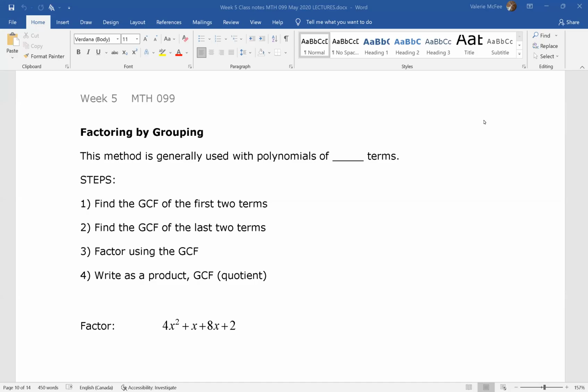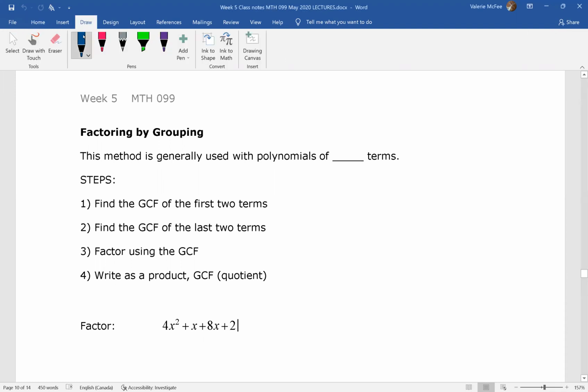In the last video, we started talking about factoring polynomials, and we looked at factoring using the greatest common factor. We want it to be a habit to always check for a greatest common factor first. It makes the factoring easier, but we want to move on right now and talk about factoring by grouping.